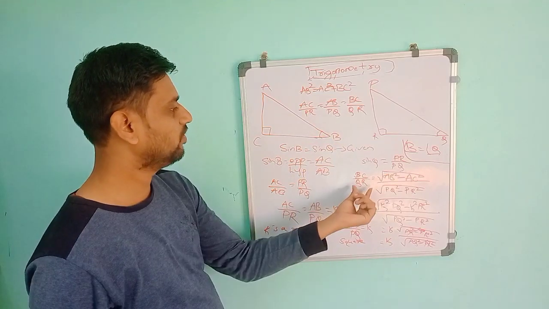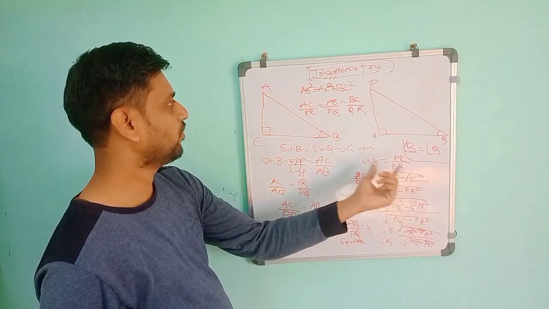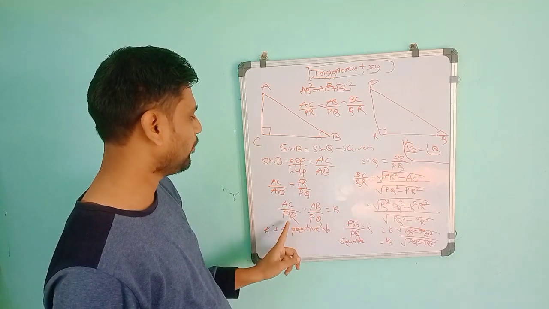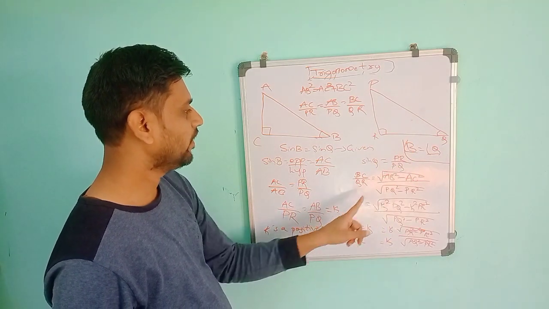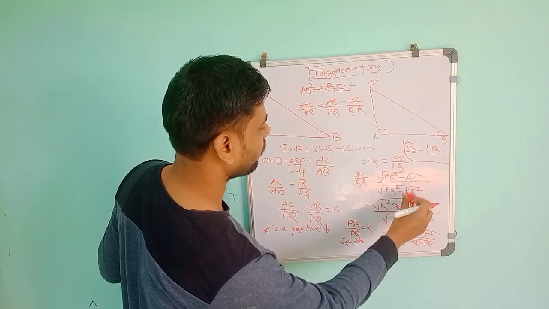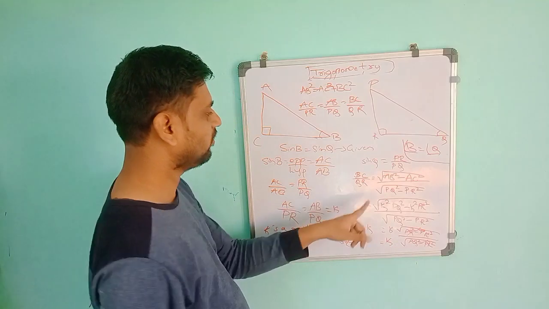With the help of this BC by QR, you have applied the Pythagoras theorem on both sides. Then you take that one value, AC by PR or AB by PQ, as K, where K is a positive number. Then you simplify this with the help of this one, and you got the K. So this is also K.